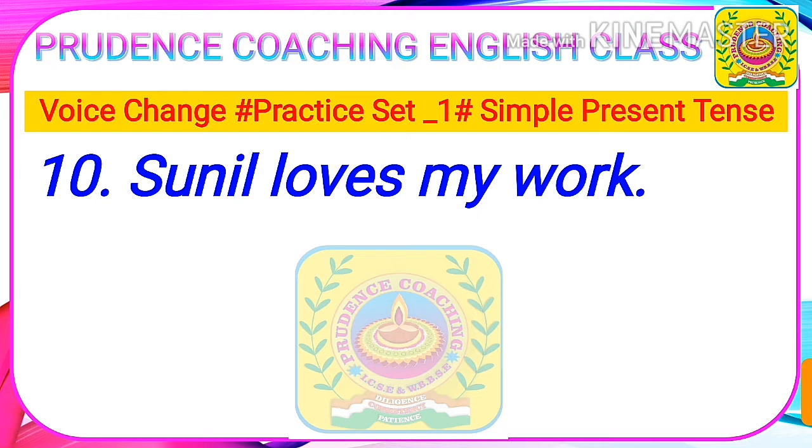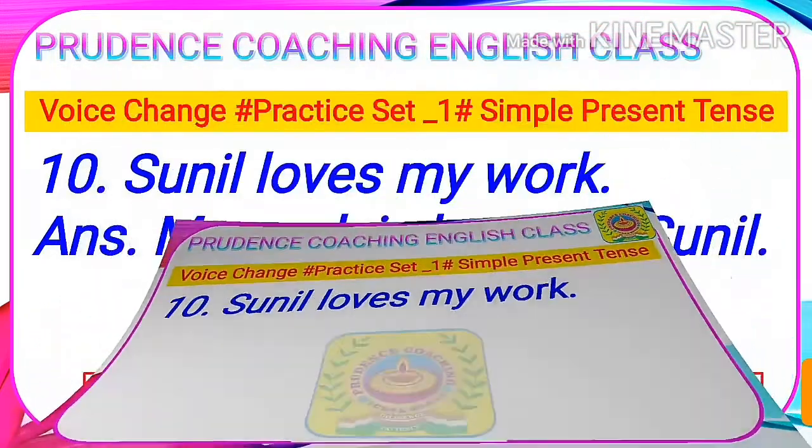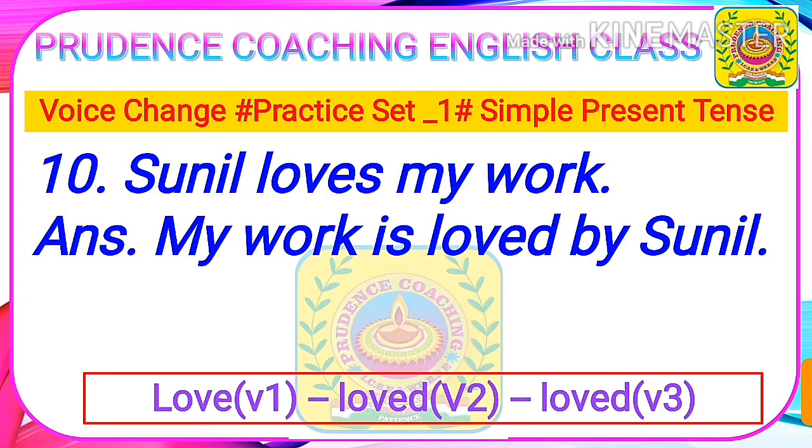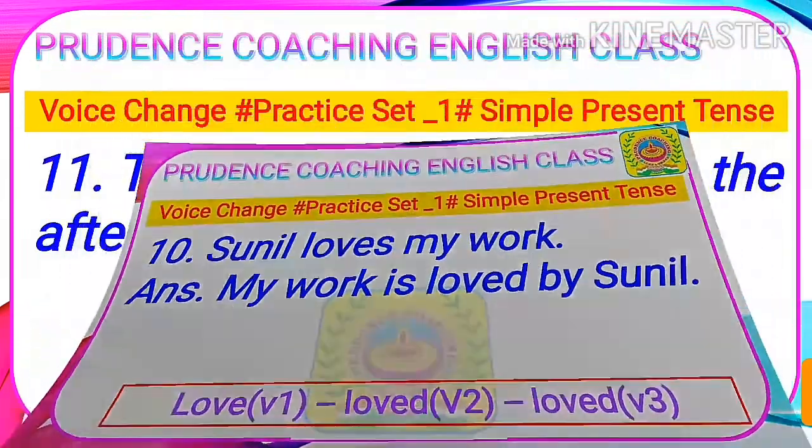So my work is, after that we need to write the V3 form of the given verb. Love becomes loved, so my work is loved. Next we need to write a preposition by and end with the object of the passive voice, that is Sunil. So our final solution will be, my work is loved by Sunil. Let us move to the next one.